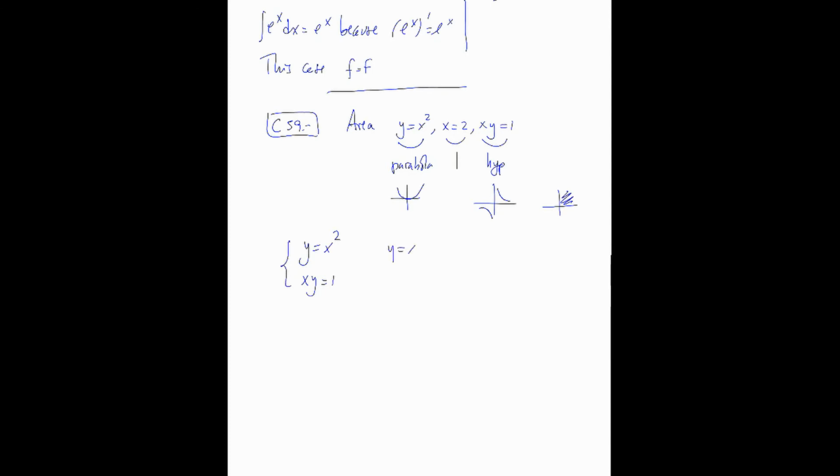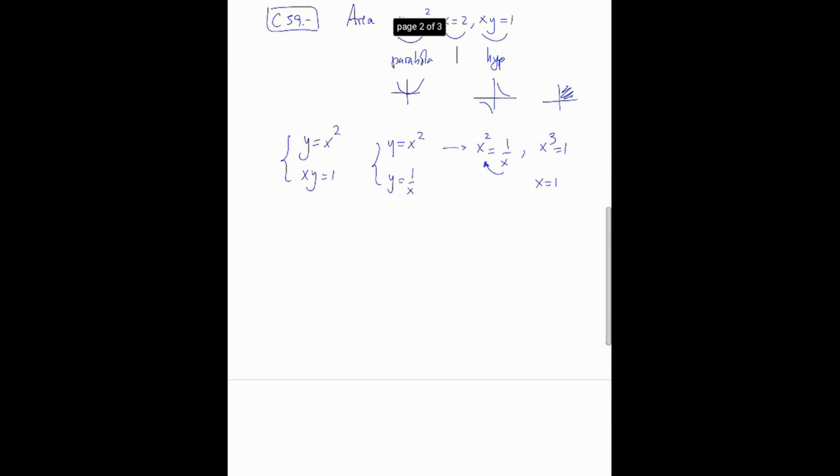Rewrite this as y equals x squared and y equals 1 over x. So we have x squared equals 1 over x; moving this x up, x to the 3 equals 1, so x equals 1. So here we have the graph of this thing, which is the parabola. The right hand side is the one that matters for us. Then we have the hyperbola. This point is 1, and so is this one. And then here, the line x equals 2.